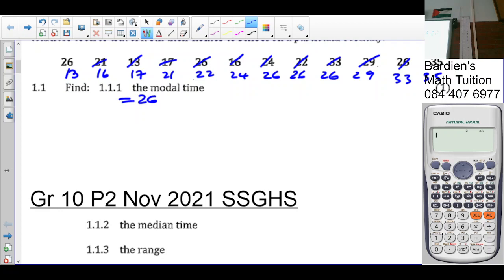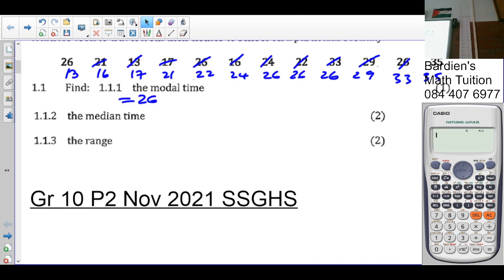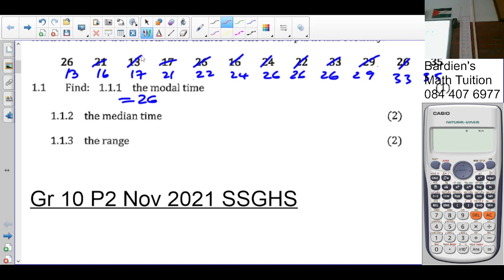The next question says, find the median time. So the median time is the middle of the sorted data. There are two numbers in the middle, so it's going to be 24 plus 26 over 2, which is 25. So that's your median. The range, what's the range?